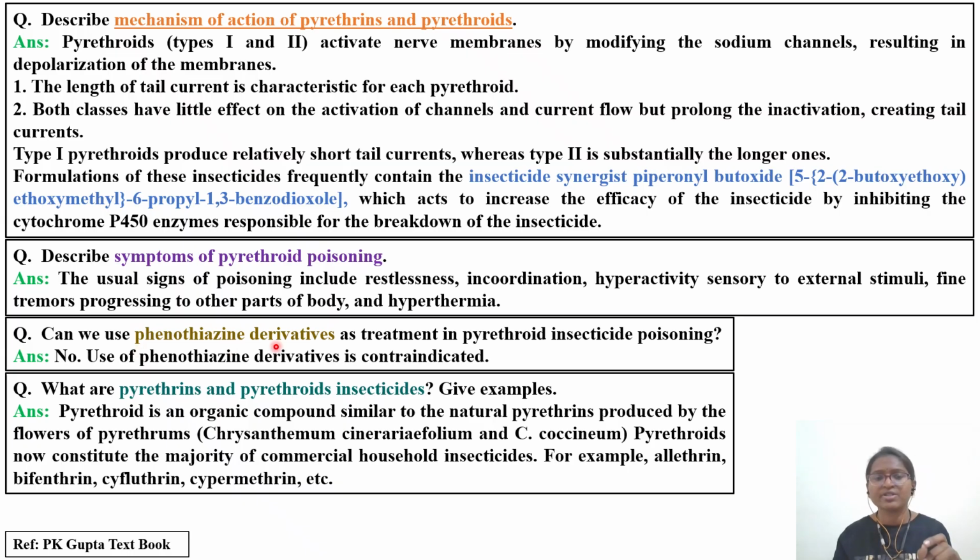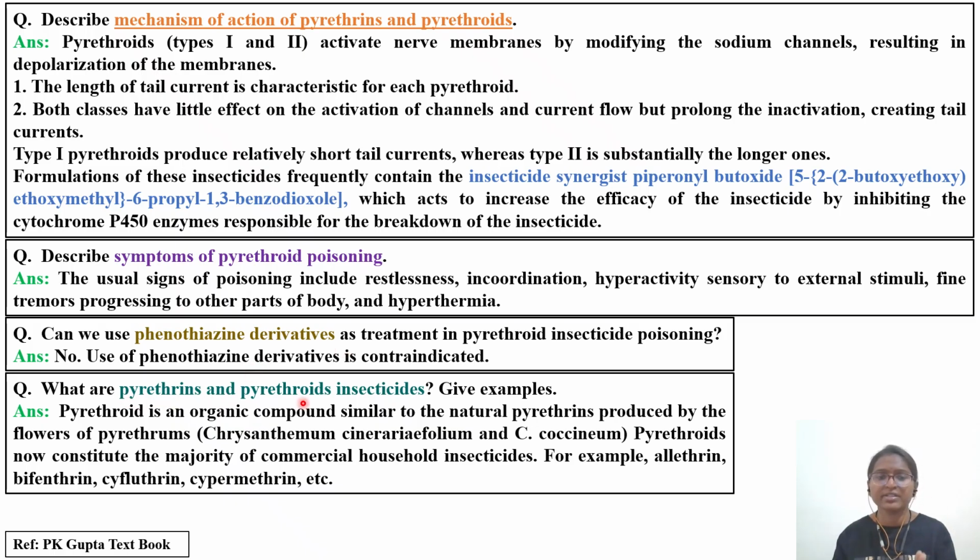Can we use phenothiazine derivatives as a treatment in pyrethroid insecticide poisoning? No. Why? Because it is contraindicated when it is used along with the pyrethroid insecticide. So one question with respect to this also they'll ask you in the exam.